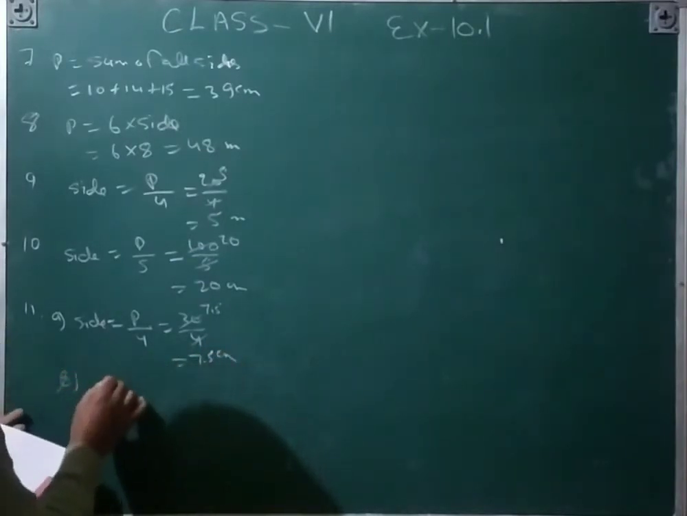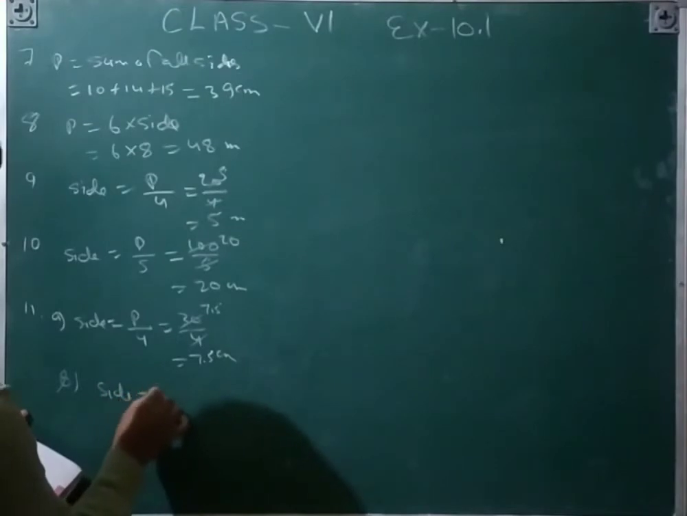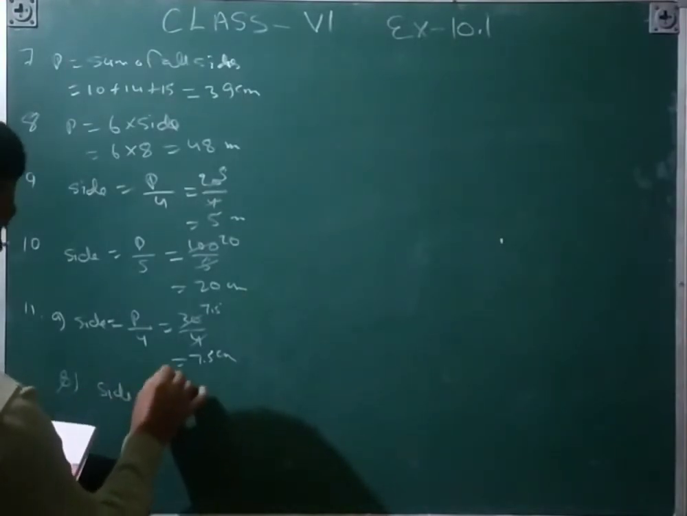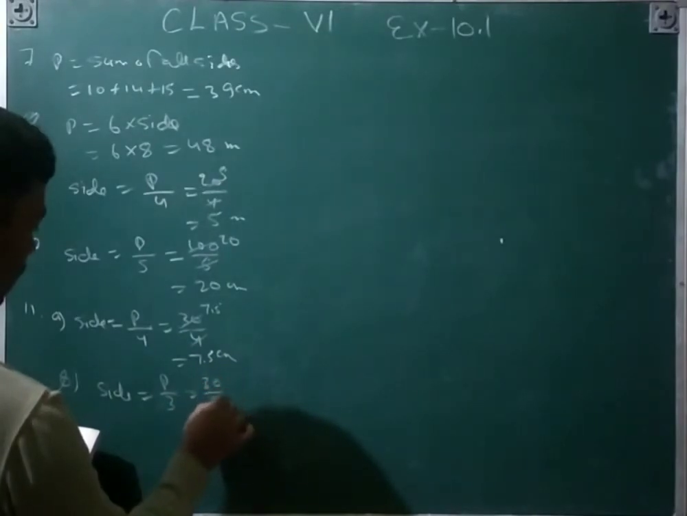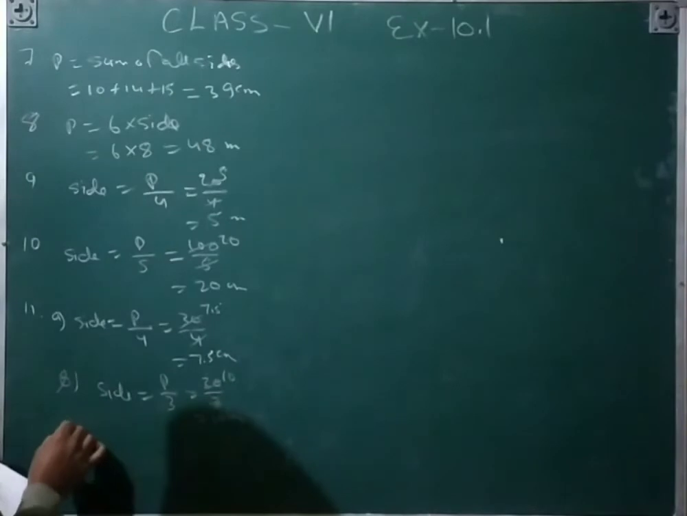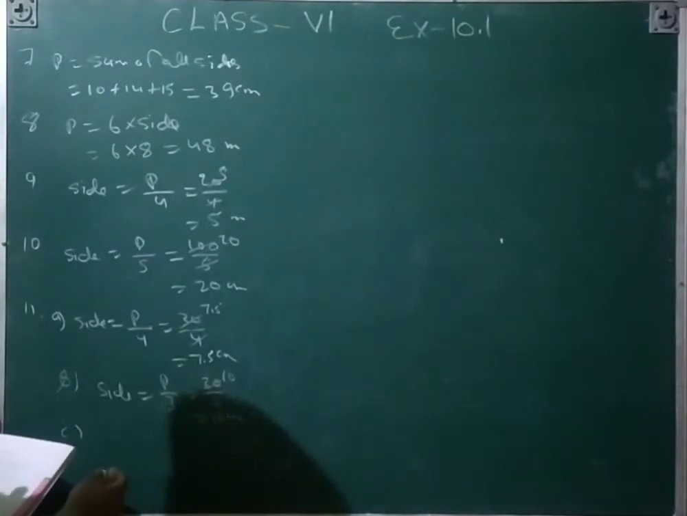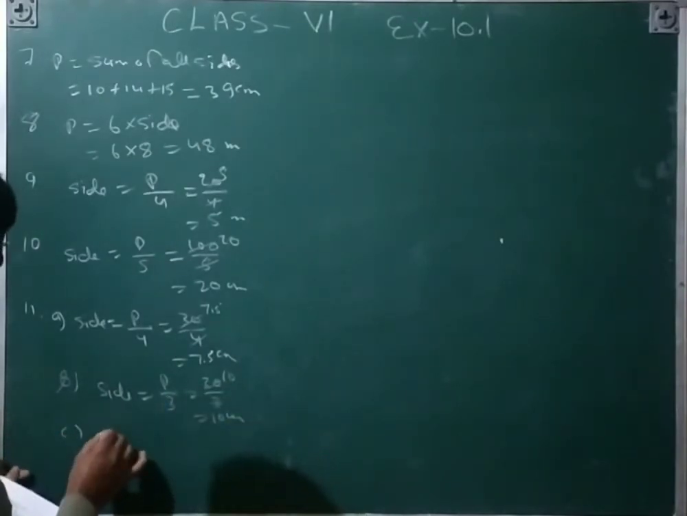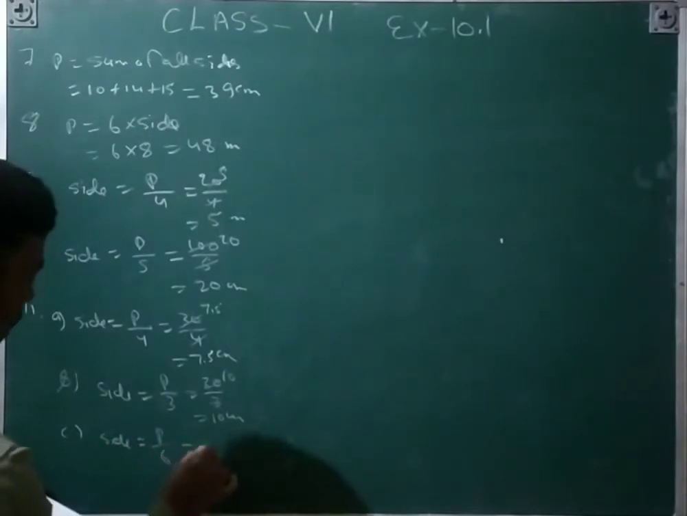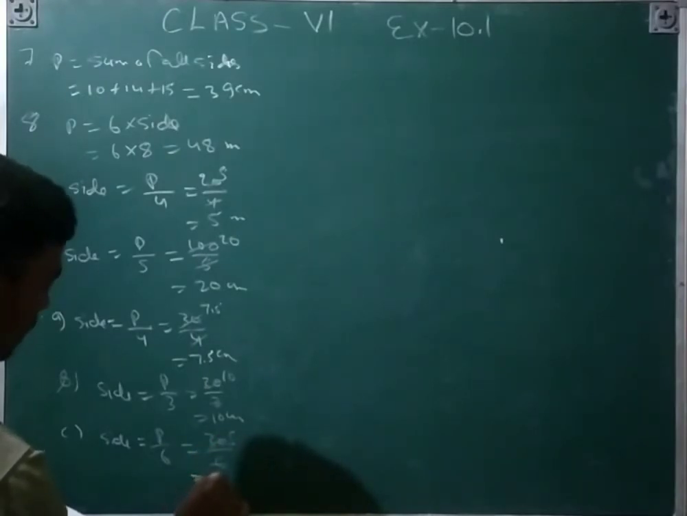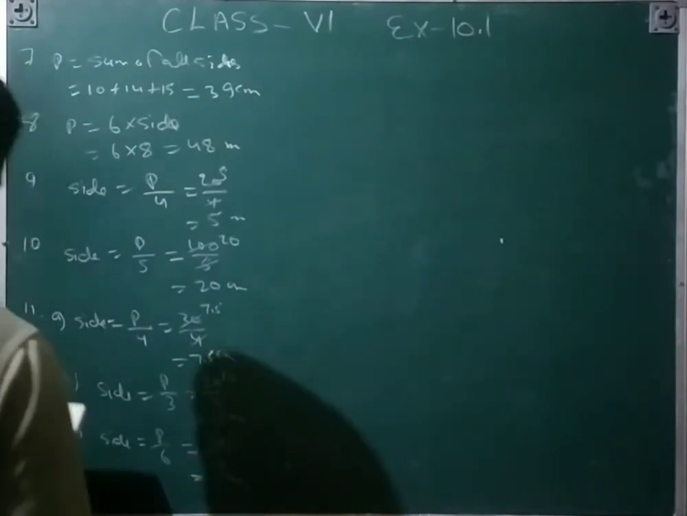B part: side is equal to perimeter upon 3, because it is a triangle. So 30 upon 3 is 10. That is 10 centimeter. C part: that is a regular hexagon, that means 6, so side is equal to perimeter upon 6. That will be 30 upon 6, which is 5 centimeter.